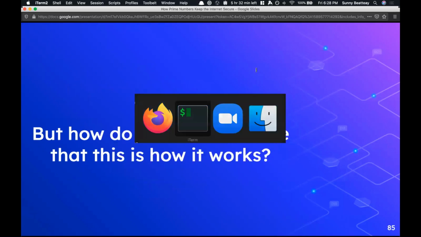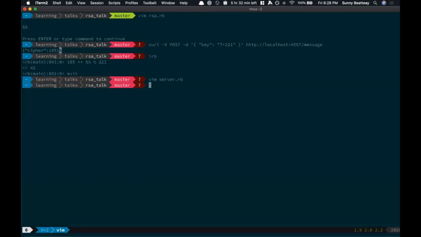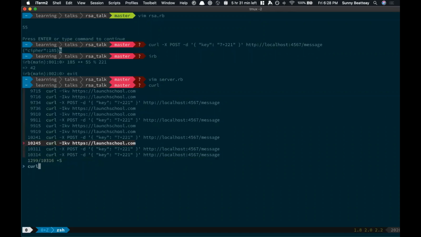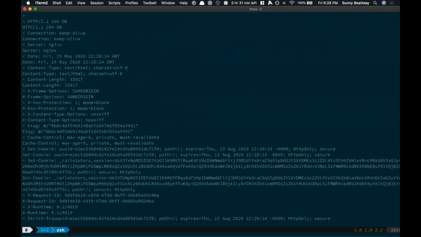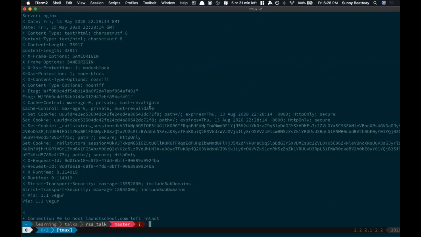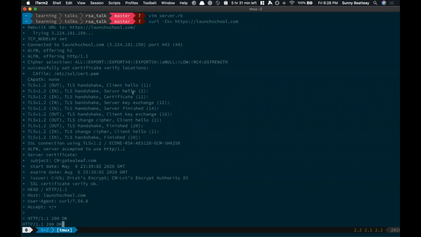So what we're going to do, for those of you who've taken 170, you've probably learned about TLS a little bit and HTTPS and the protocol for that. So what I'm going to do is send a curl request to Launch School. Since Launch School uses the HTTPS protocol, we'll see that there's a TLS handshake occurring.